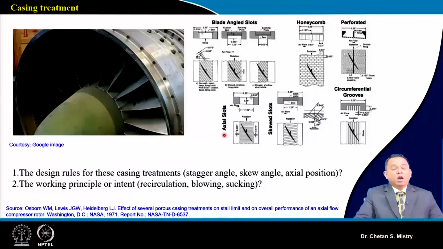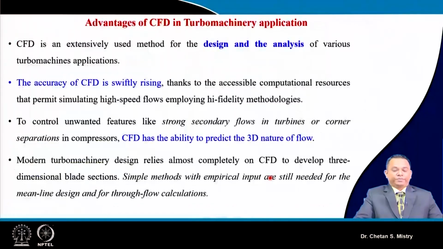screw slots, or axial slots, that people have explored. Now in order to decide on this kind of configuration, the computational tool helps a lot. There are many open literatures available where people have used computational tools to finalize the geometry for the casing treatment. There are different parameters, such as stagger angle, skew angle, and axial position, which are very important. Maybe we need to go with recirculation, maybe blowing, sucking, all those terms will come into the picture. And the computational tool will be a helping hand for this kind of simulation.